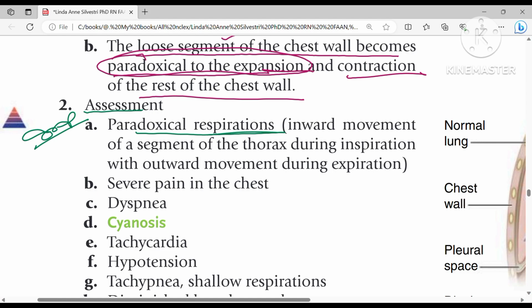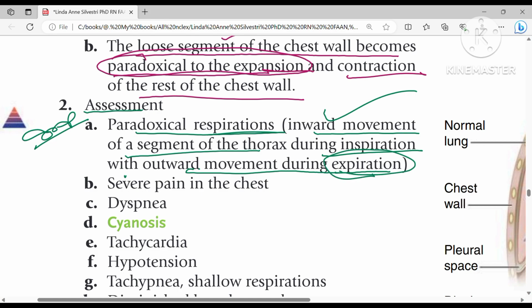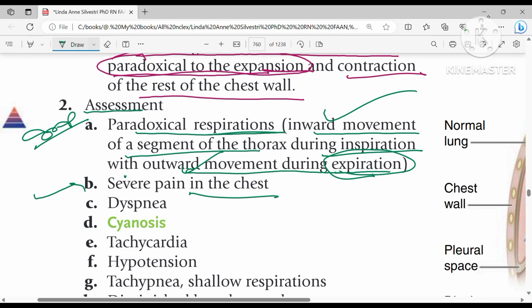What is paradoxical respiration? Inward movement of a segment of the thorax during inspiration, with outward movement during expiration. Usually when we inspire, outward movement will be there. But in paradoxical respiration, in inspiration there is inward movement, and outward movement when we expire. Then severe chest pain.